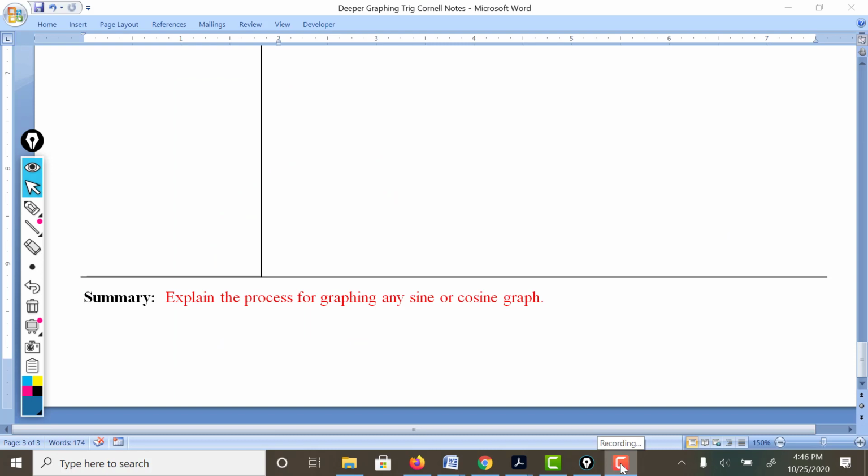For your summary, explain the process for graphing any sine or cosine graph.